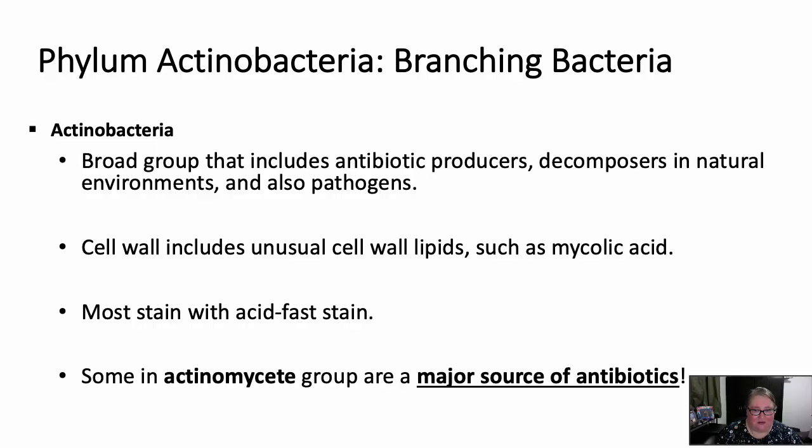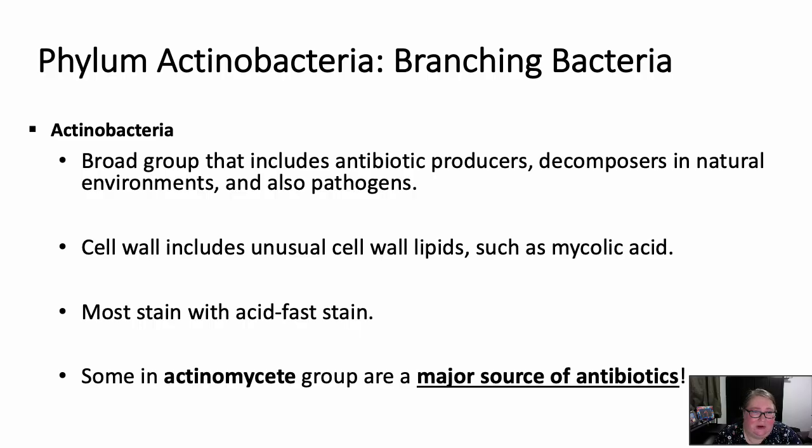Okay, so that's what we should know about our Firmicutes. Let's talk about our Actinobacteria. Now, the Actinobacteria are also sometimes referred to as branching bacteria because some of them look like branches when you look at them underneath the microscope, and we'll see some of that on the next slide. Now, Actinobacteria is a very broad group. We have our antibiotic producers, we have some decomposers that are going to help things break down in the natural environment. We also have some Actinobacteria that are pathogens. Now, Actinobacteria are going to have unusual cell wall lipids like mycolic acid. Okay, so they're going to mostly stain with the acid-fast stain and not the gram stain.